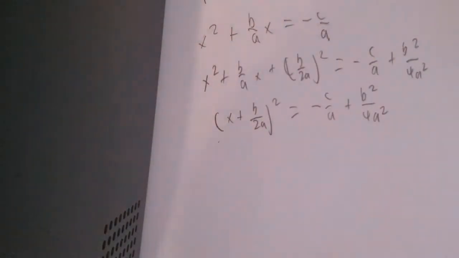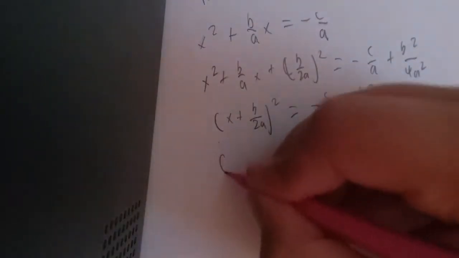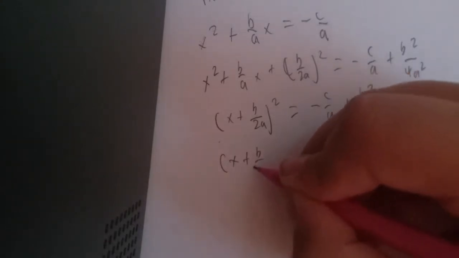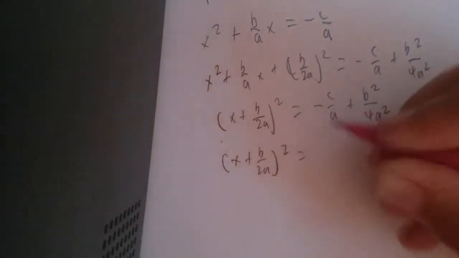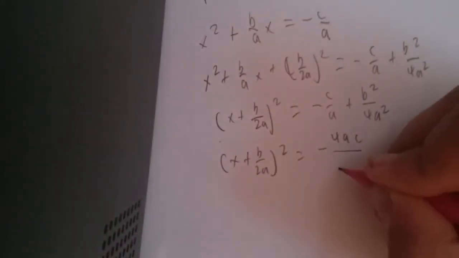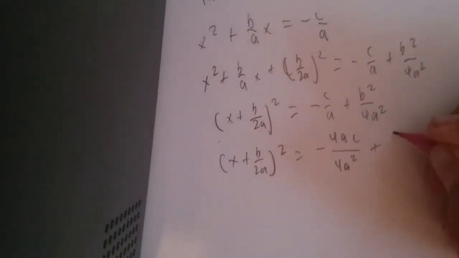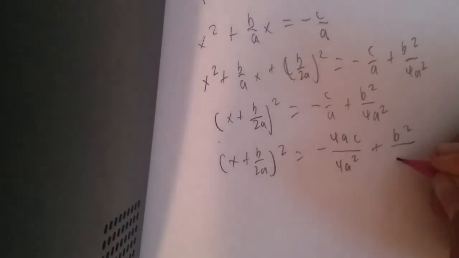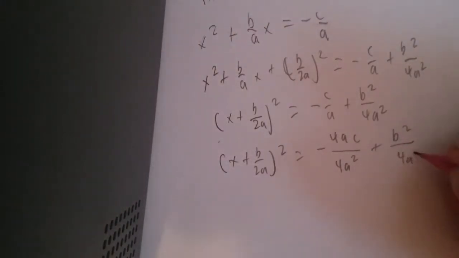And then you can use the multiplicative identity property, which is when you multiply a value by 1, it stays the same. So in this case, we are multiplying by 4a over 4a, and as you know, anything divided by itself is equal to 1. So then you would get x plus b over 2a squared equals negative 4ac over 4a squared plus b squared over 4a squared.